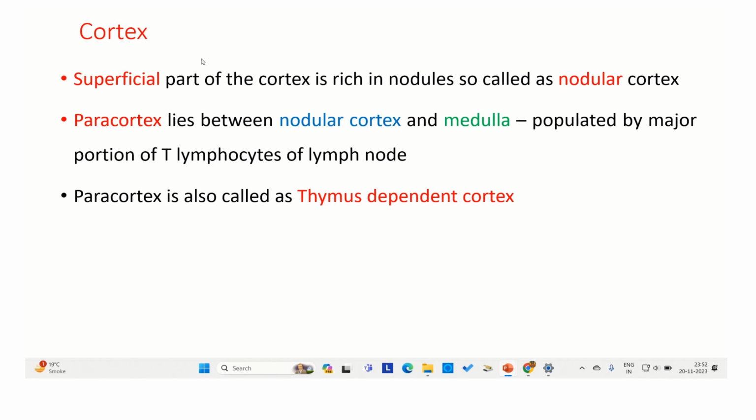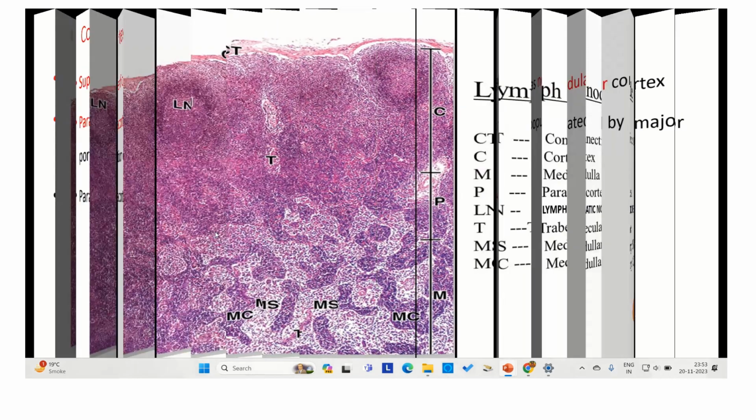So in the cortex we can see subdivisions. The superficial part of the cortex is rich in nodules, so it is called the nodular cortex. Then the other part is the paracortex, which lies between the nodular cortex and the medulla. It is mainly populated by a major portion of the T lymphocytes of the lymph node. The paracortex is also called the thymus dependent cortex.